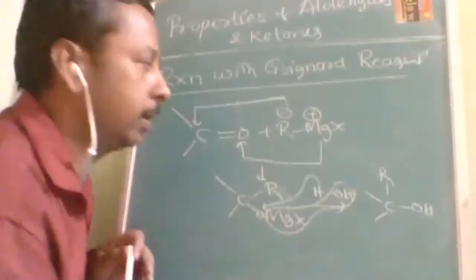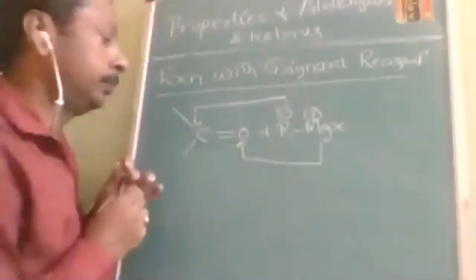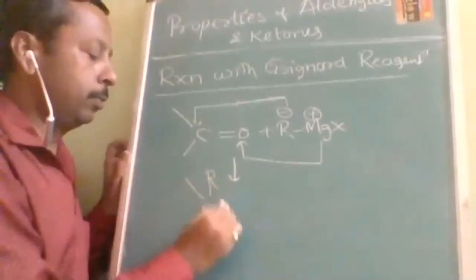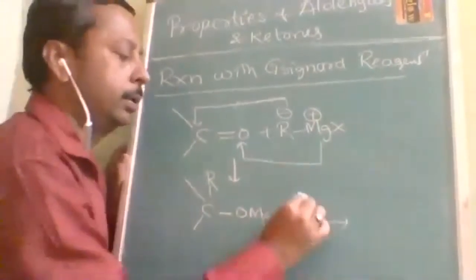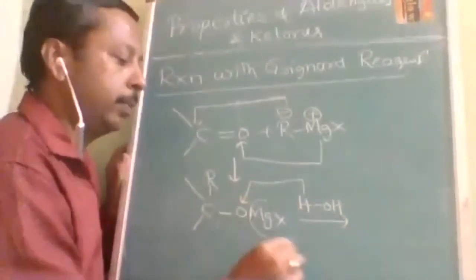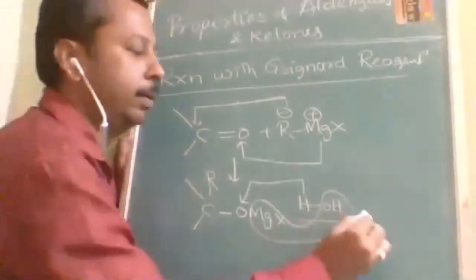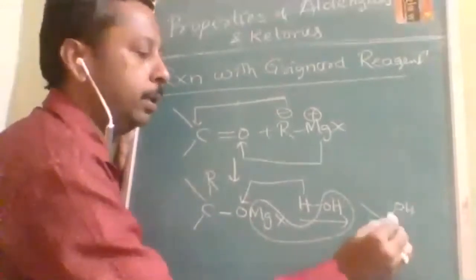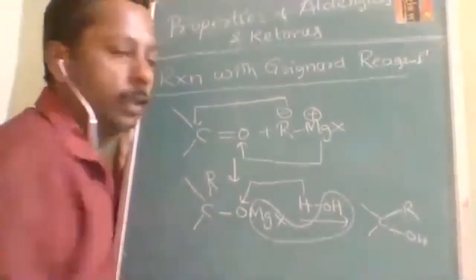Okay, so better I will explain once again. Here, this is the carbon. On this carbon, an alkyl group is there, and OMgX is attached. On hydrolysis with H and OH, this H will go here, and Mg(OH)X will be eliminated to form OH and R. R was already there, now OH, so it is an alcohol.